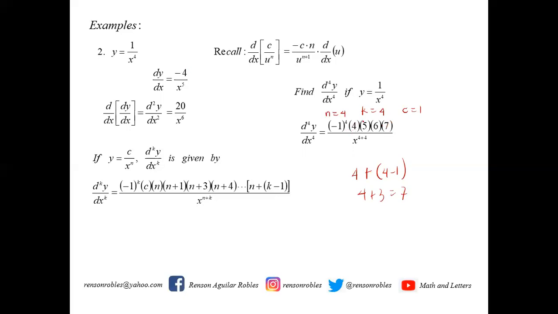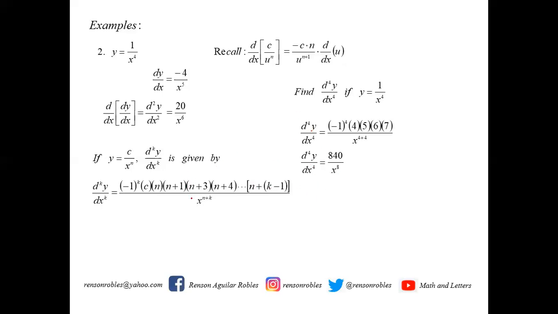So that's 4 times 5 times 6 times 7, then all over x raised to n plus k, that's 4 plus 4. Okay, and then simplifying, you will now have 840 all over x raised to 8. Negative 1 to the 4th power is positive 1. So then 4 times 5 times 6 times 7 is 840. And then all over x raised to the 8th power.